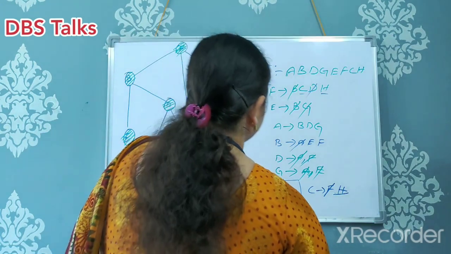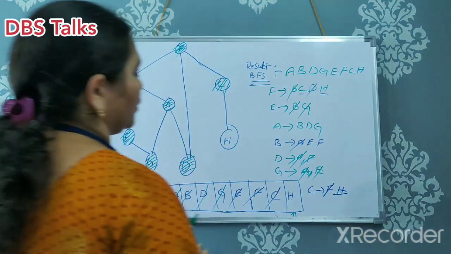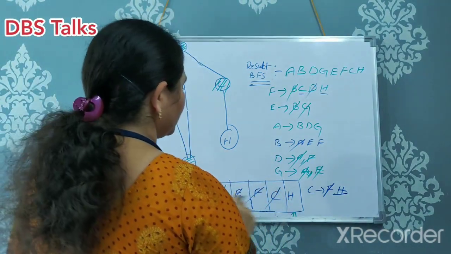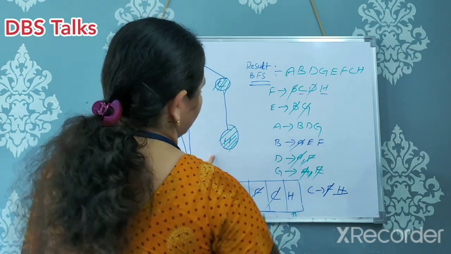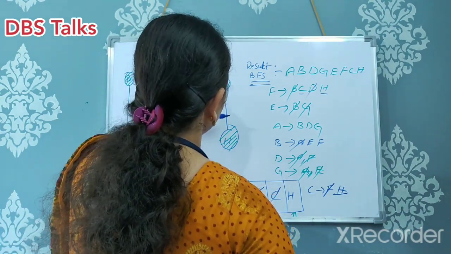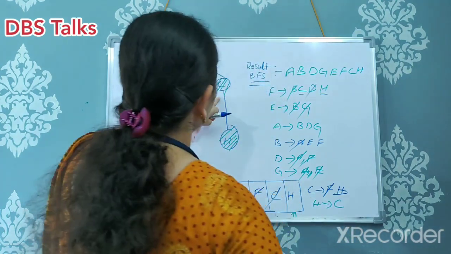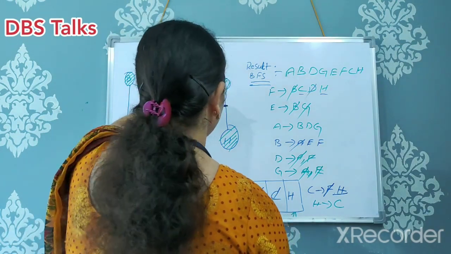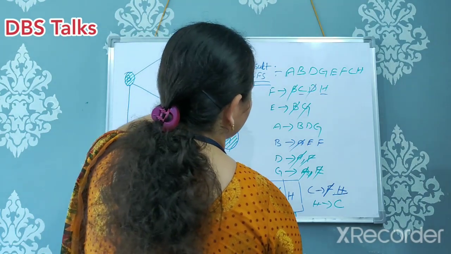So next, we will go for H. See here, H means it is already in the queue. It is already visited. So you can see here the adjacent vertices of H. This is C. H's adjacent vertex is C, but C is already visited. It is in the queue, no need to consider again.